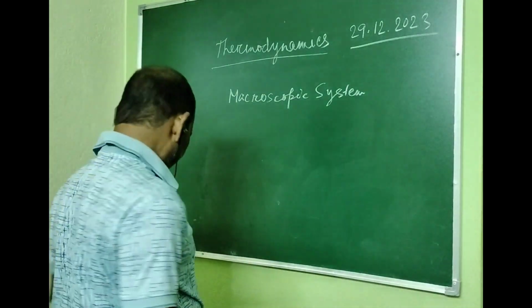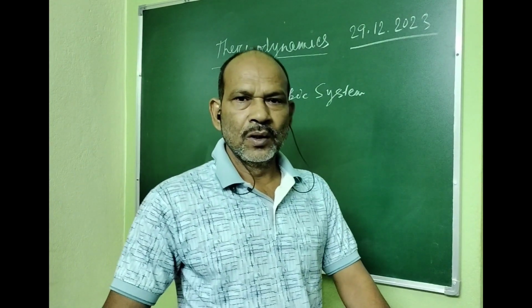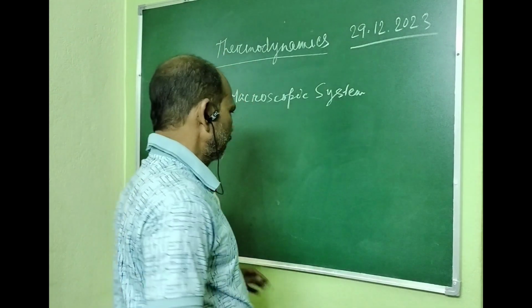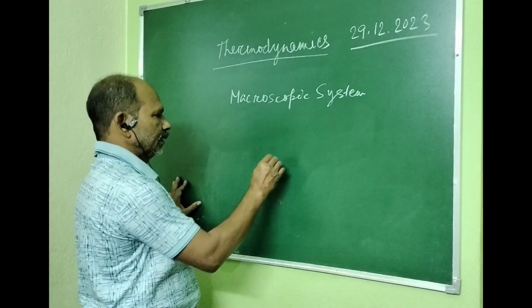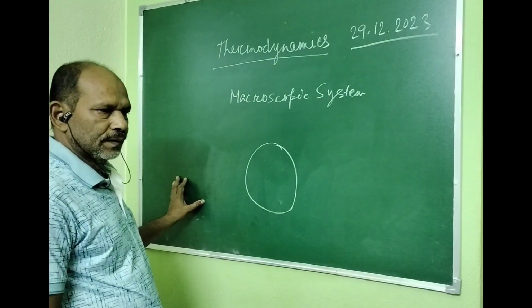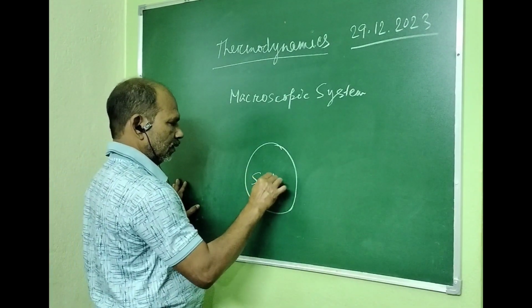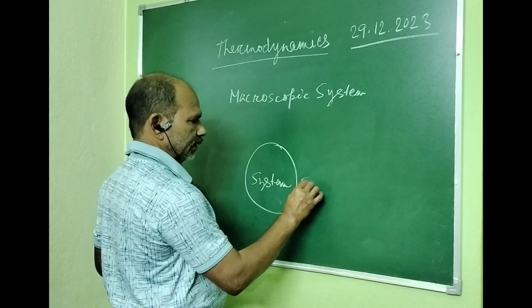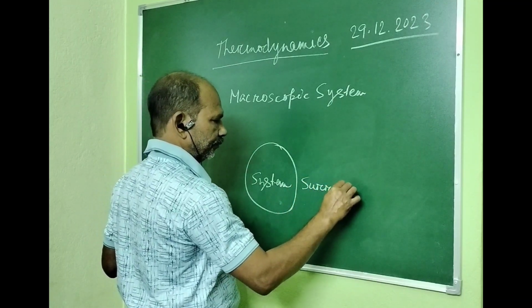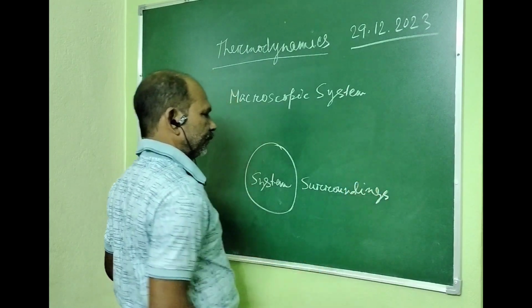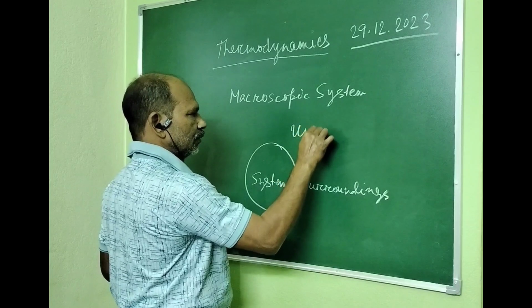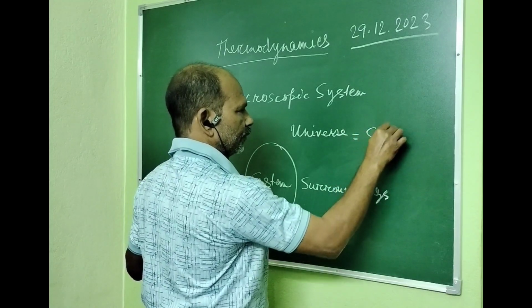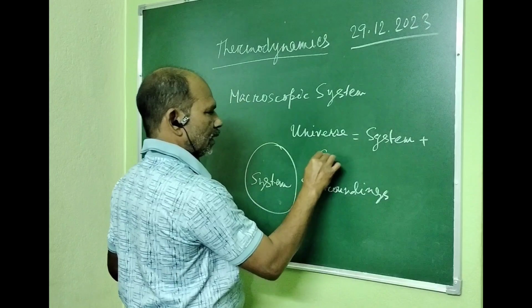So, what is a thermodynamic system? Suppose you have taken a small portion of the universe which is under experiment. This is called the system. And the rest of the universe is called the surroundings. That means universe equals system plus surroundings.